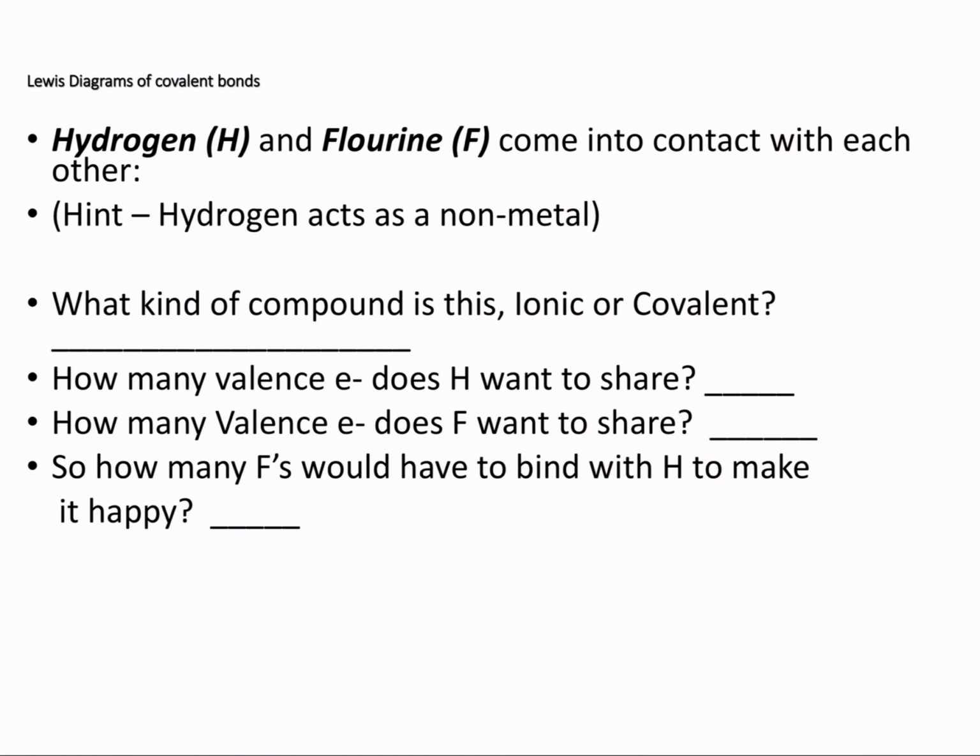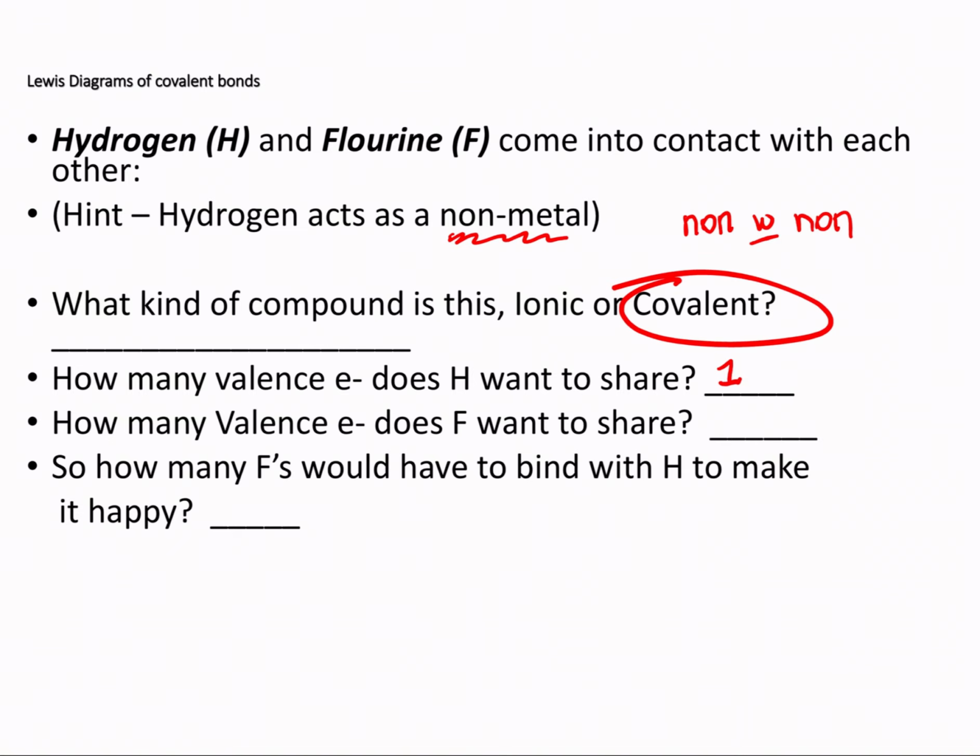Let's say hydrogen and fluorine come together. By the way, that's called hydrofluoric acid. That's very strong. I wouldn't play with that. If they come into contact with each other and hydrogen's acting as a non-metal, what have we got? An ionic or a covalent bond. Well, if we're saying they're acting as a non-metal, non with non, sounds like a dish, then we are looking at a covalent compound, right? How many valence electrons does hydrogen have to even share? Well, it only has 1.